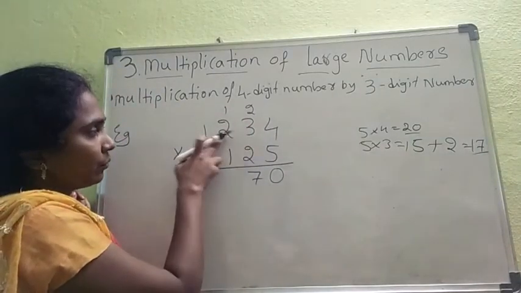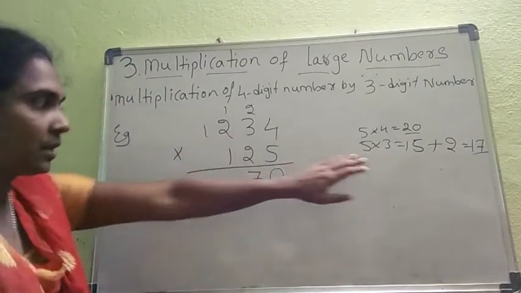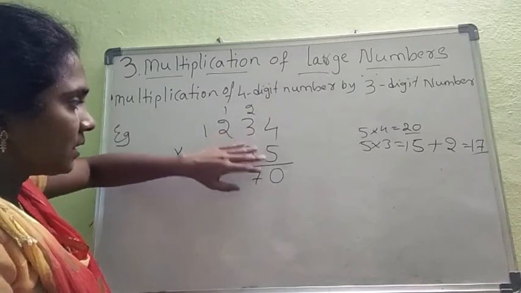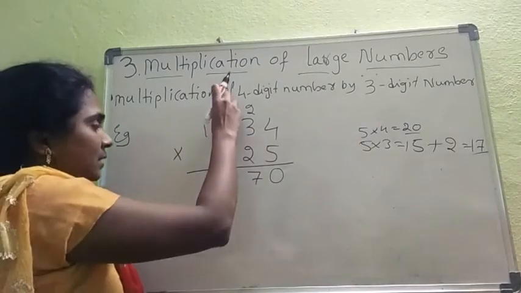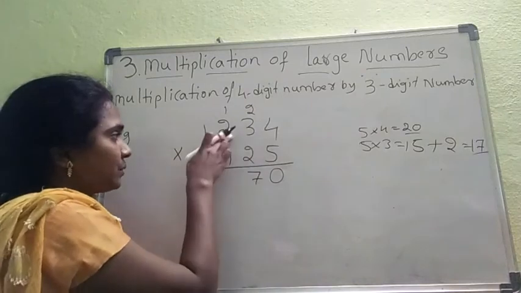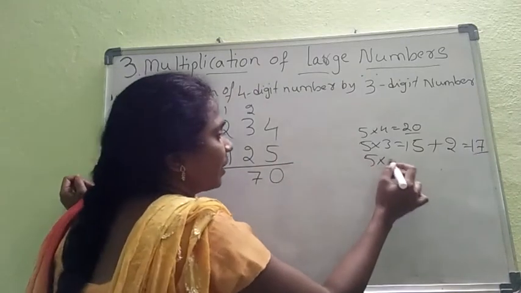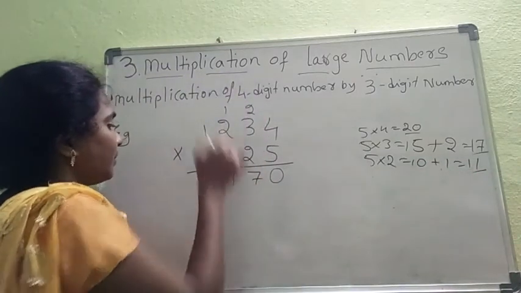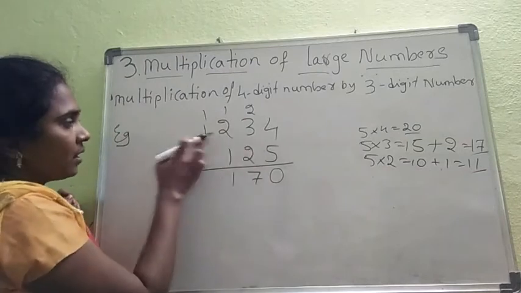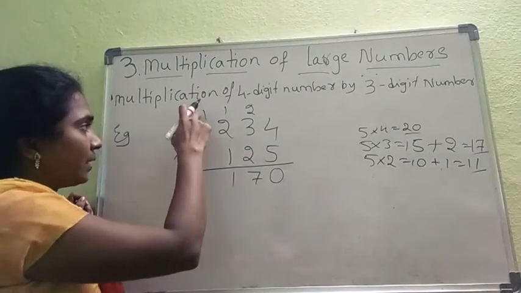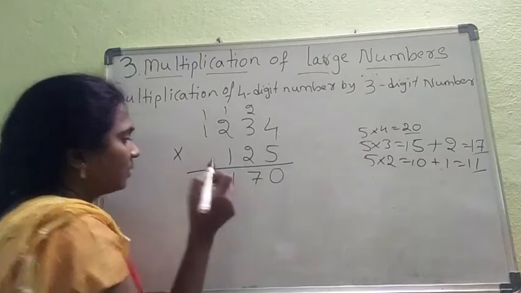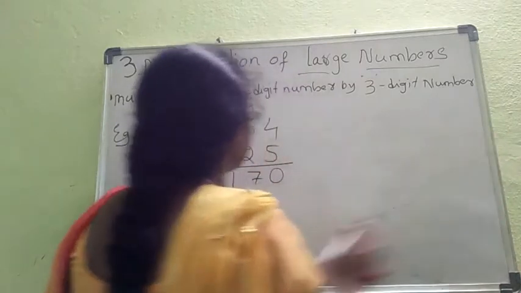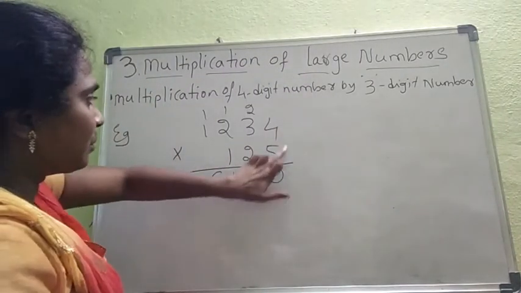Next, 5 into 2. 5 2s are 10. Right? No need to write here, right? The product of these two values is 10. Now you need to add this carry to that value. 5 2s are 10 plus 1 carry, that is 11. Again we got a 2-digit number, 1 here, 1 as carry forward. Next 5 1s are 5 plus 1, that is 6. This is the first step. Clear, student? Next step is we multiplied the complete number by the ones place digit.